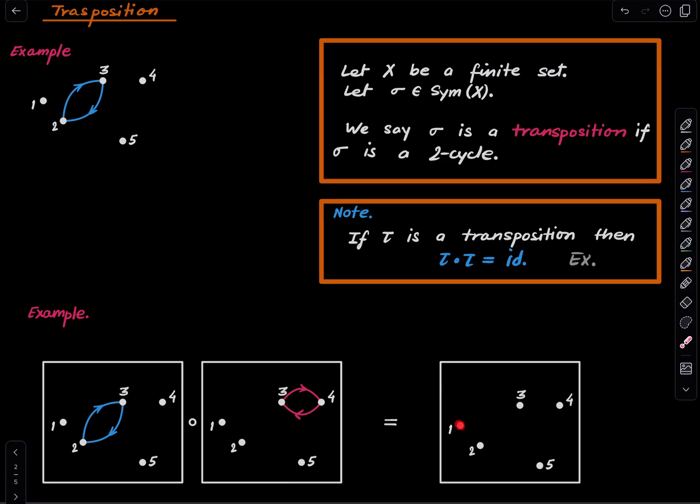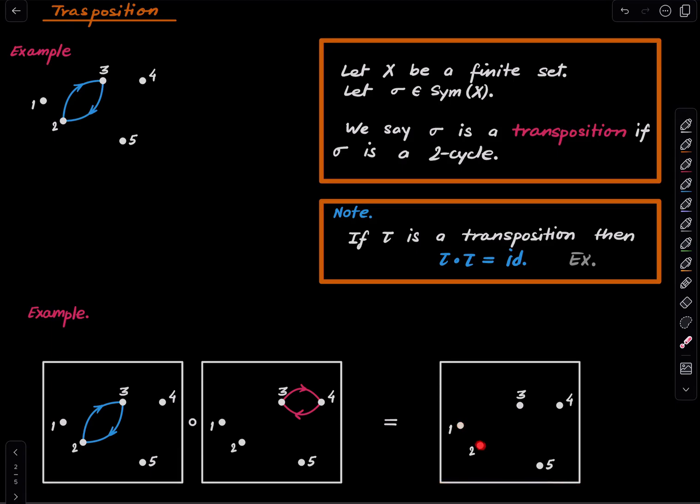Alright, so let's start with 1. The point 1, first you're feeding 1 to this permutation. Well, 1 is fixed, so the output of this is 1. So 1 will be fed to the subsequent one, and 1 is fixed by the subsequent one also. So 1 will be fixed in the composite. We are just using the definition of the composite of 2 maps. So this is not moved by the composite permutation.